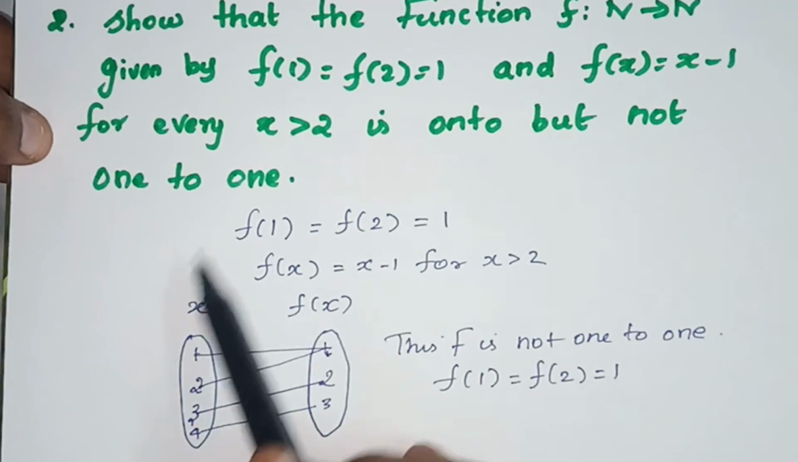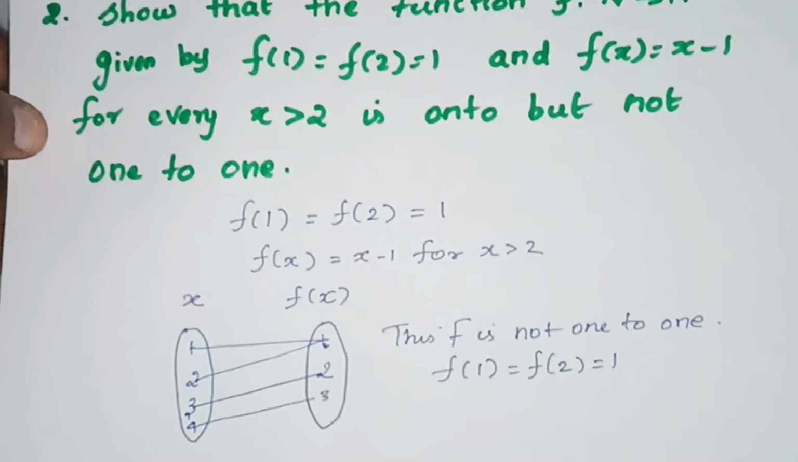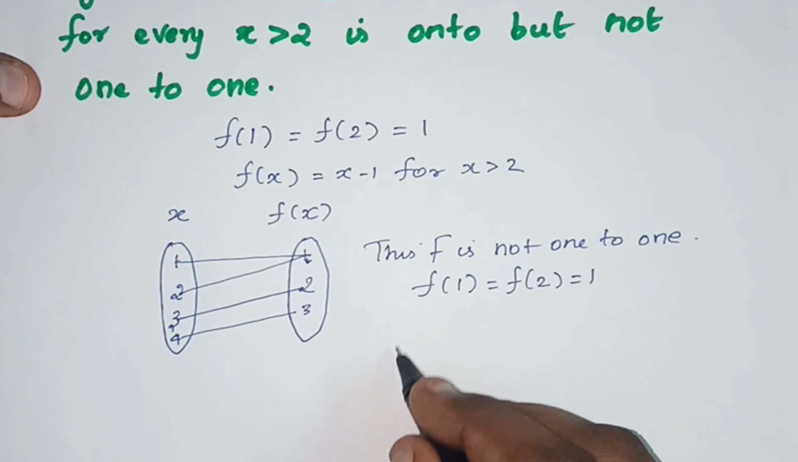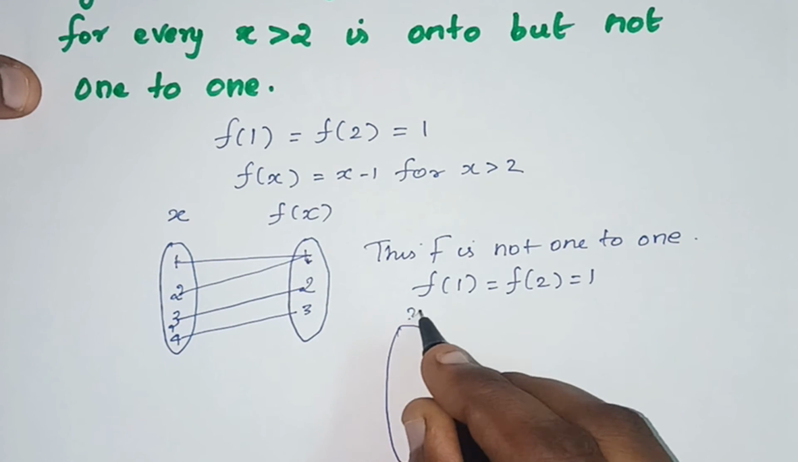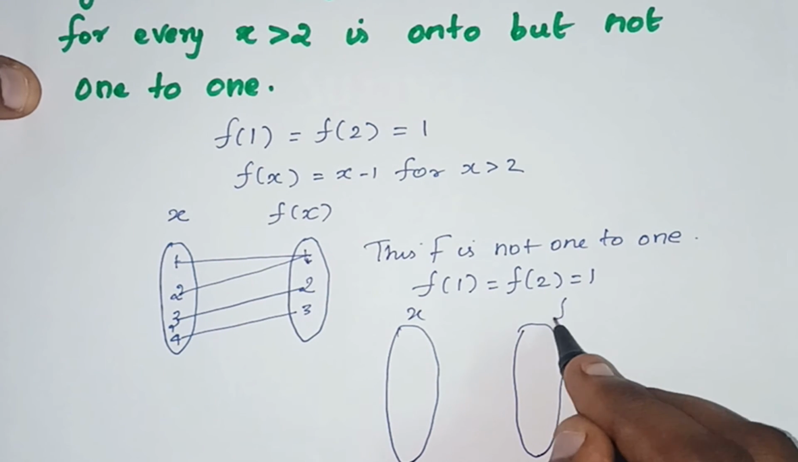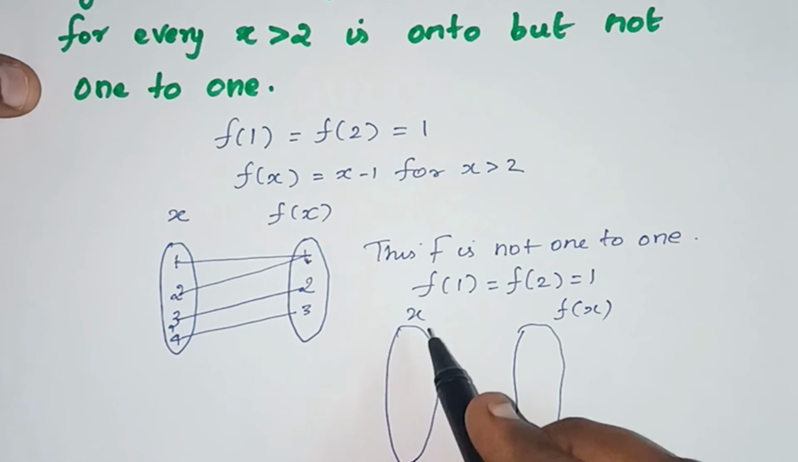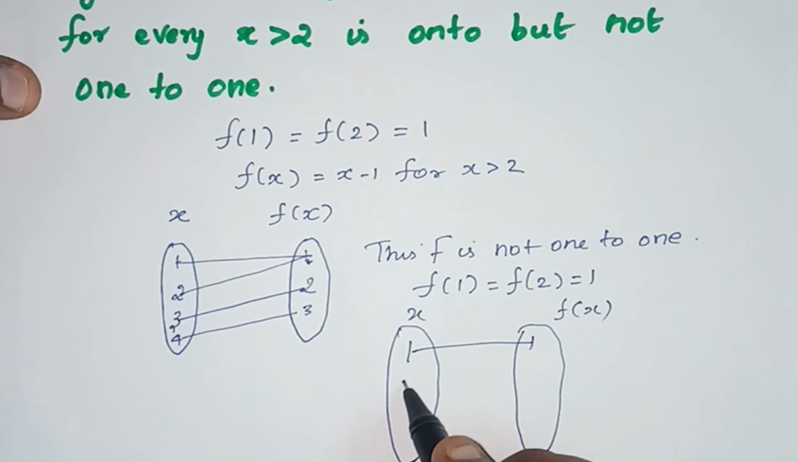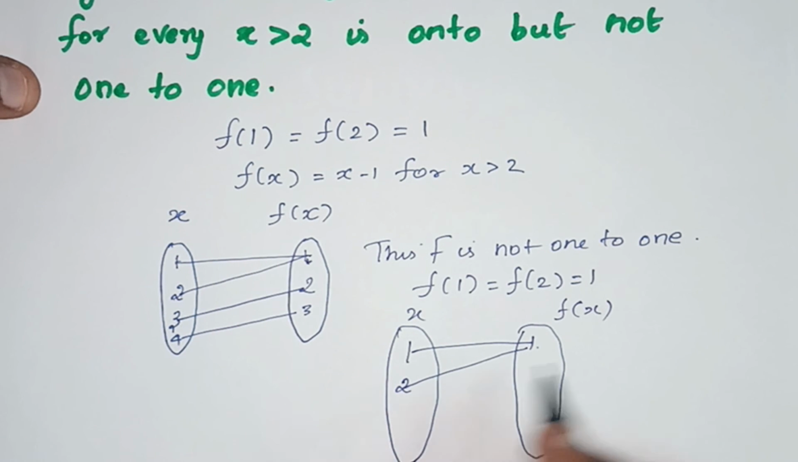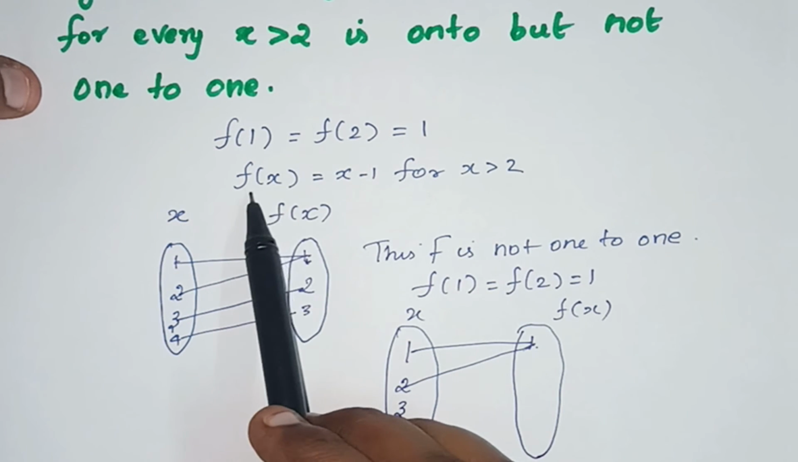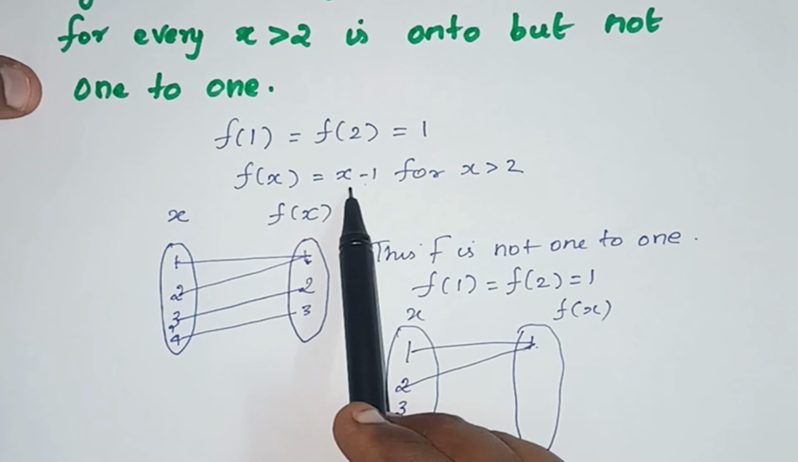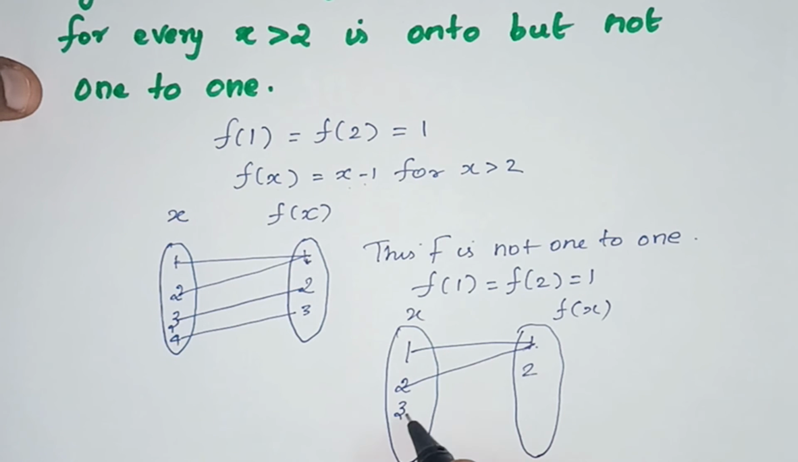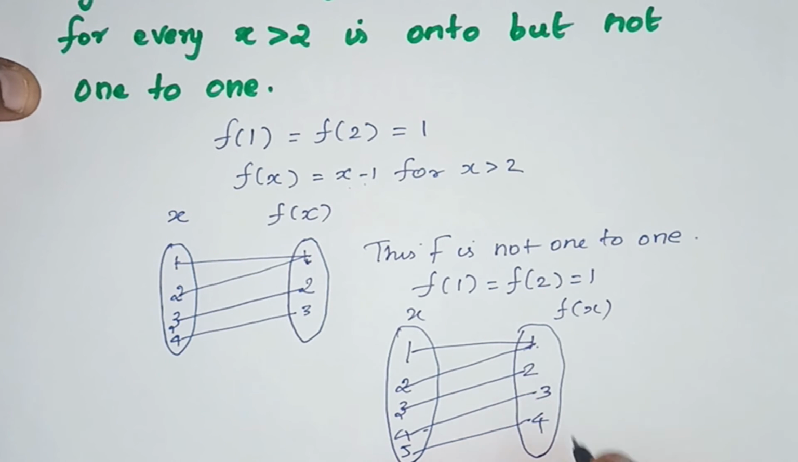Next we need to check whether the function is onto. So for onto, this is x, this is f of x, right? 1 is mapped to 1, 2 is also mapped to 1. 3: if x is equal to 3, f of x is equal to x minus 1. So 3 minus 1 is 2, so 3 should map with 2. 4 should map with 3. 5 should map with 4. So it goes on.